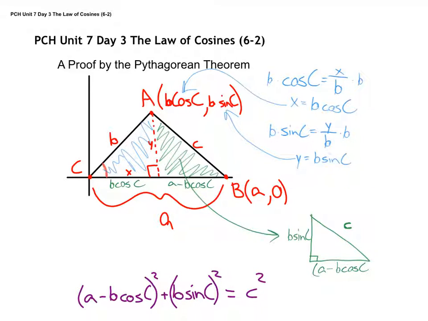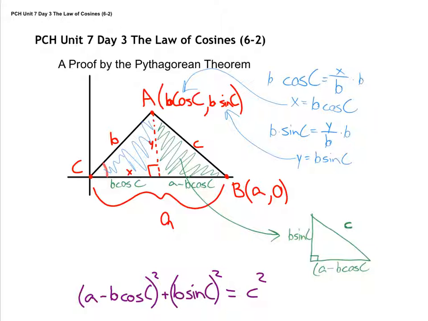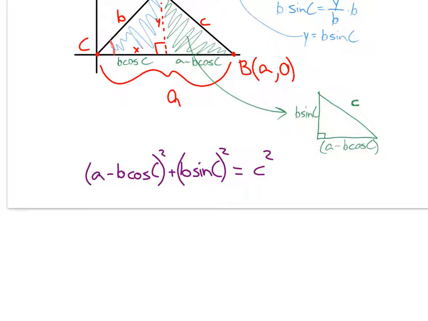Okay? Now, I've already written it on the bottom here, but you can now see how we would use the Pythagorean theorem with this right triangle to do leg squared plus leg squared equals the hypotenuse squared. Okay? So, we have (a minus b cosine C) squared plus (b sine of C) squared equals c squared. Okay? So let's actually work on some of the algebra here.